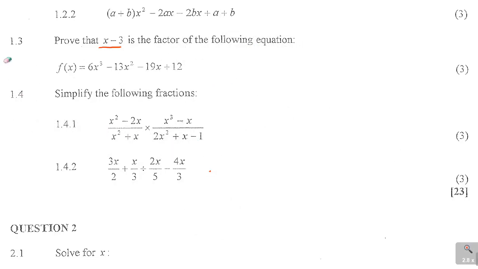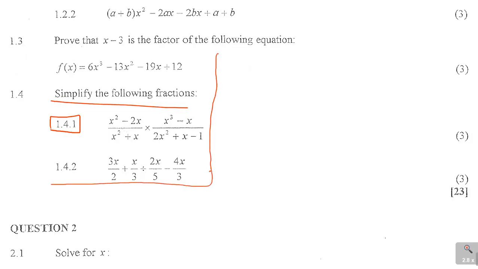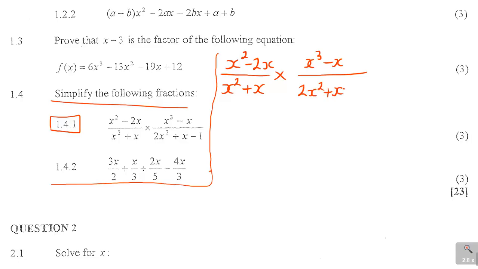Let us look at the next one, which is question 1.4. These are fractions in this case, and they're saying you need to simplify here. Let me write it clear for you. It's x squared minus 2x over x squared plus x, and then you multiply that with x cubed minus x over 2x squared plus x minus 1.